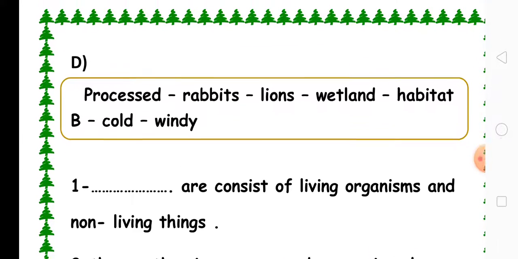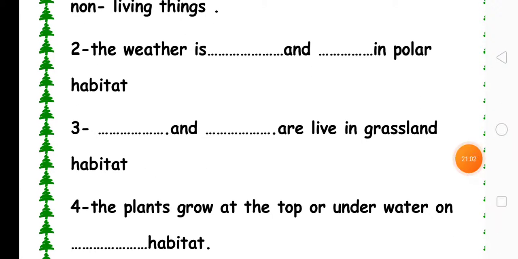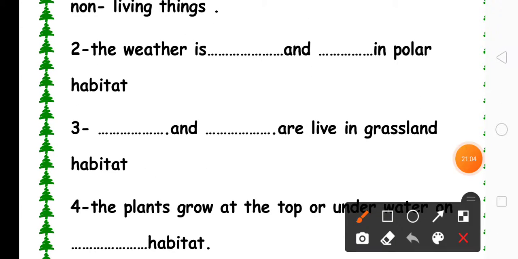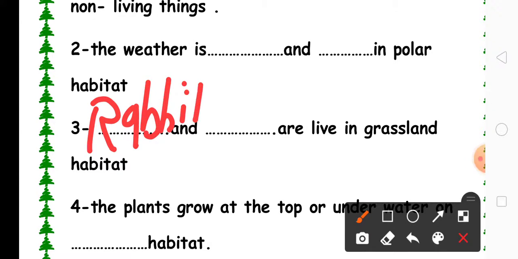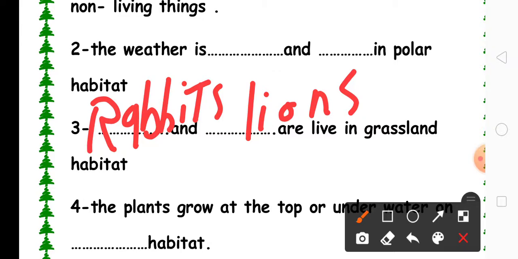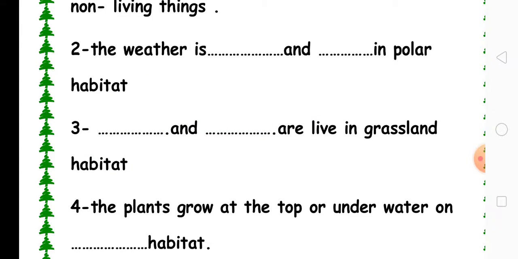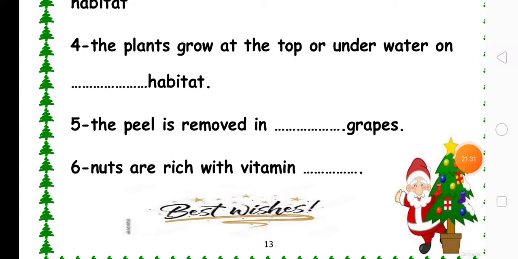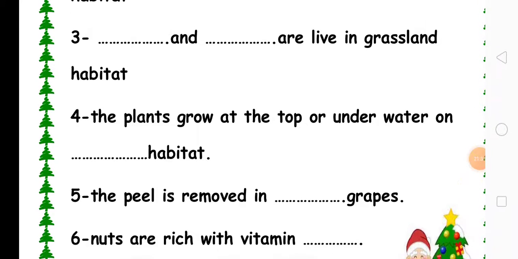Yes, rabbits and lions. Grassland habitat, like rabbits and lions. Okay, junior 3. We said number 3, lions and rabbits live in the grassland habitat.